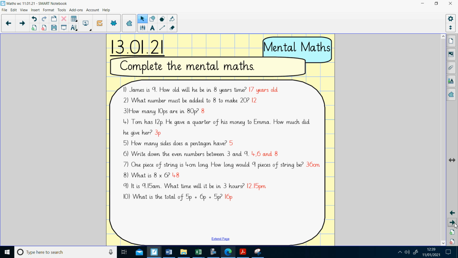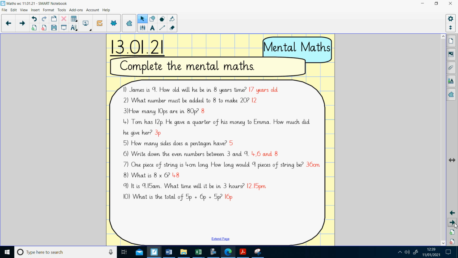Tom has 12p. He gave a quarter of his money to Emma. How much did he give her? And the answer is 3p, because 12 divided by 4 equals 3. How many sides does a pentagon have? And the answer is 5. Write down the even numbers between 3 and 9. So you should have written down 4, 6 and 8.